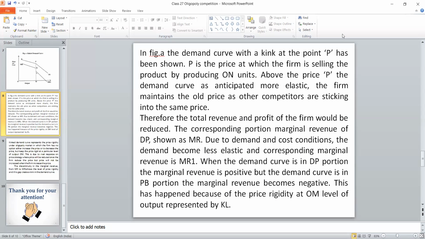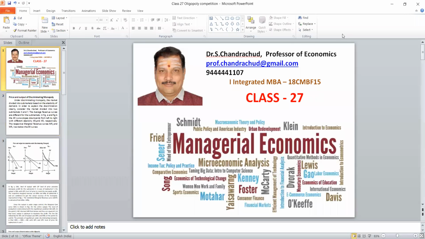In case of discriminating monopoly, there will be two different markets, but the seller is the same. So the demand curve will be bent.